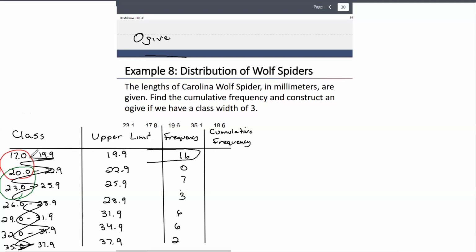All right, so this is no longer needed because we got those upper limits like we needed. As far as frequency goes, I start out with the same frequency. My cumulative frequency is going to be the same as my regular frequency. Then I'm going to add on the next frequency, which happens to be 0, so we're going to be at 16 again. Then I'm going to add on the next frequency, which is 7, so that is going to put us at 23.